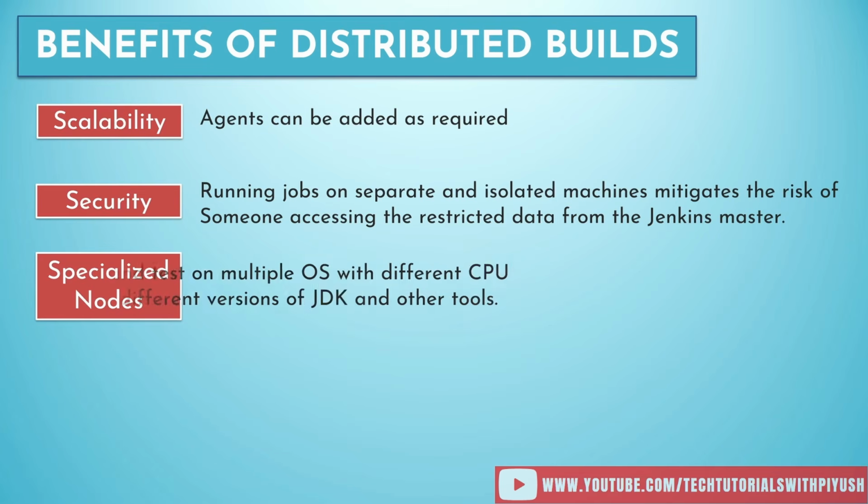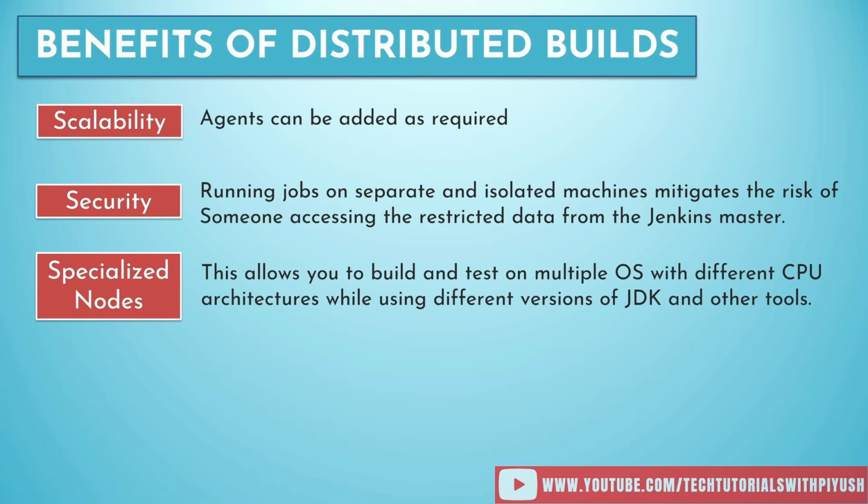Specialized nodes. This allows you to build and test on multiple operating systems and different CPU architectures while using different versions of JDK and other tools. Each node can be configured with only the tools that is needed for build and test to be run on it. For example, you might consider JDK 8 and Apache Maven on one Linux node or configure JDK 7 and Gradle on a Windows node.